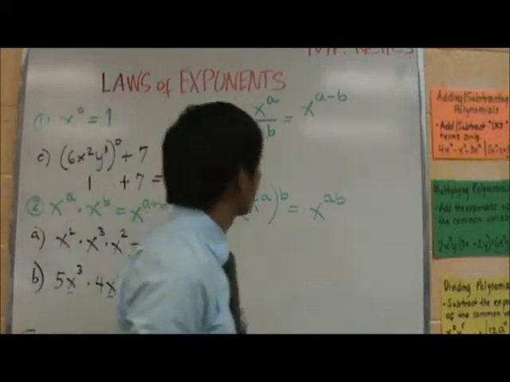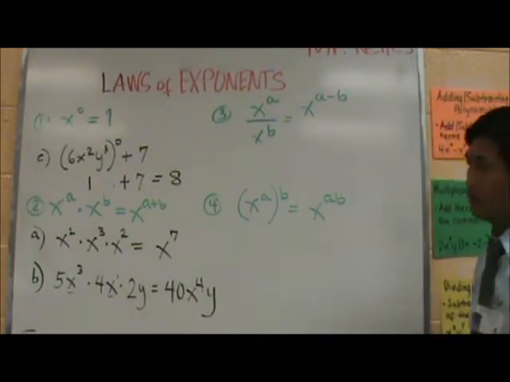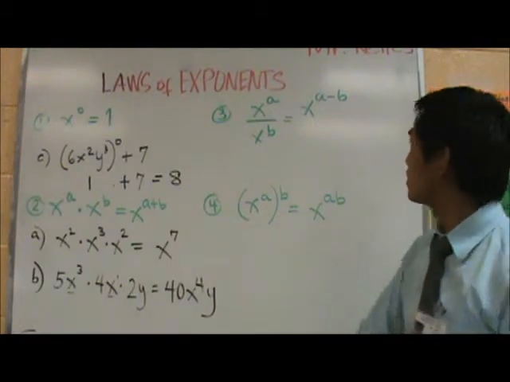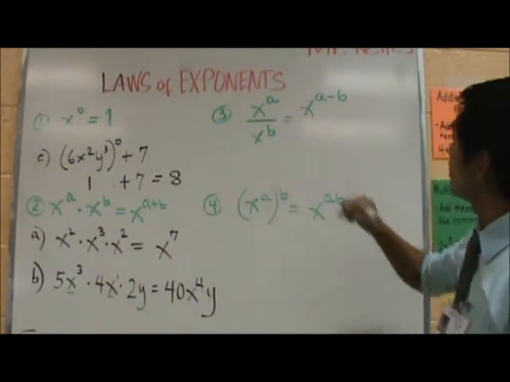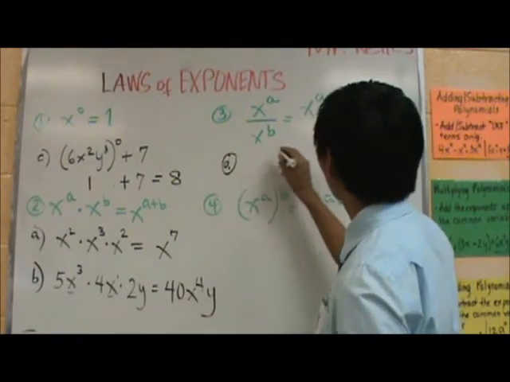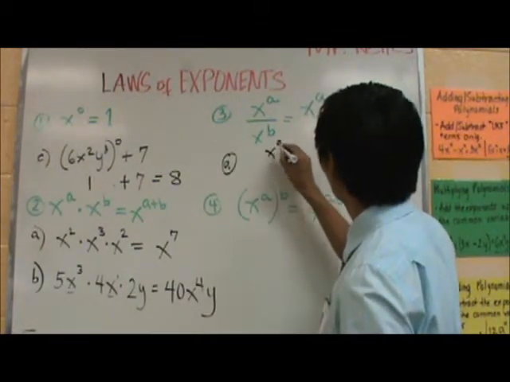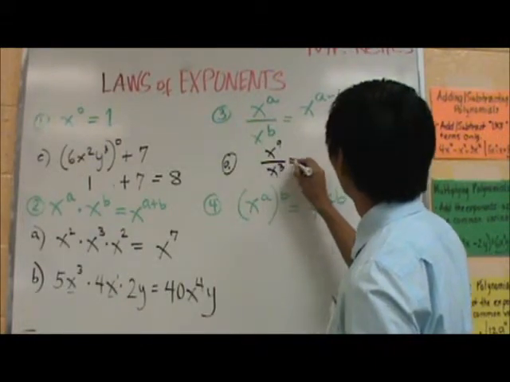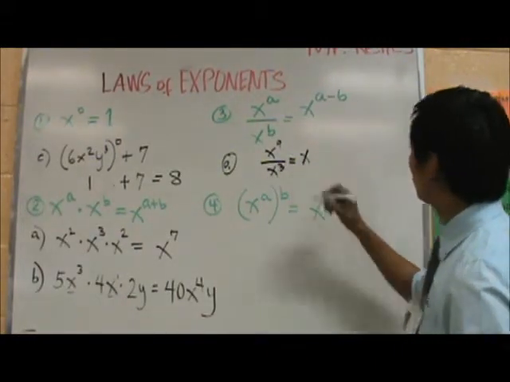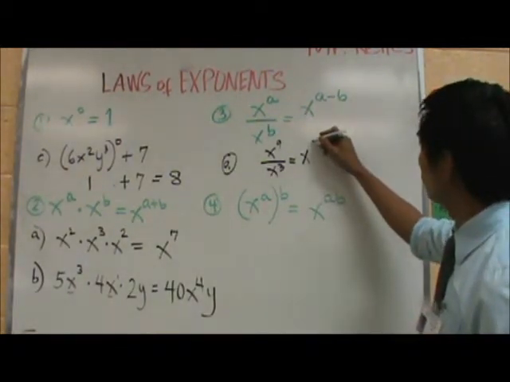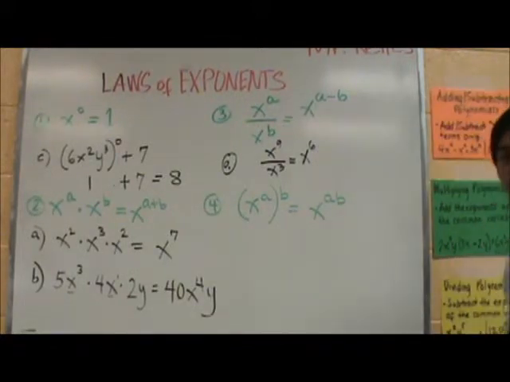Number 3. This time, it's going to be the opposite of multiplication, so we're going to use the opposite of addition. So when you divide, you subtract the exponents. Let's have A. Let's try x to the 9th power over x to the 3rd power, which means all we have to do is subtract 9 by 3, and that will give you 6, x to the 6th power.